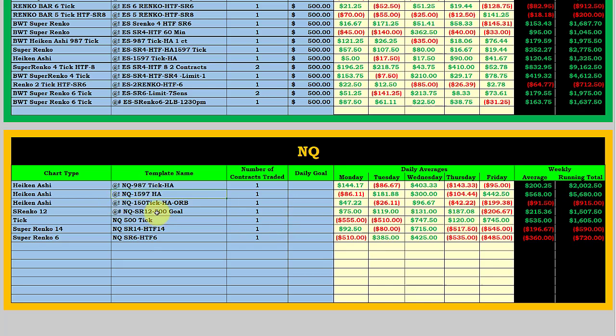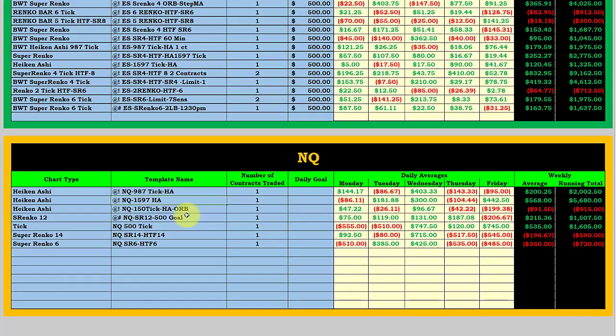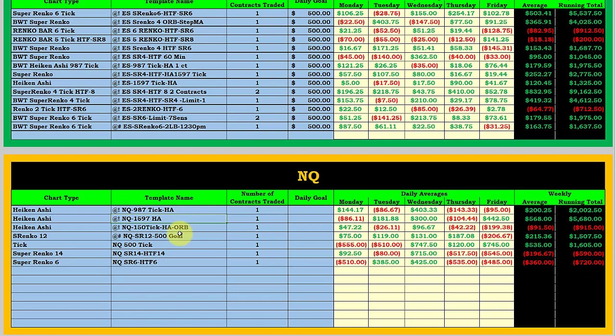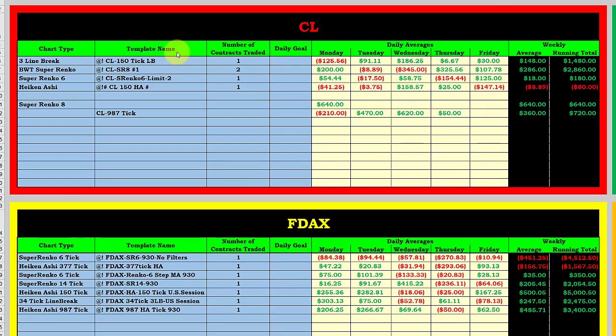And the Super 12 haven't been plotting for the whole 2 months. This is only maybe a month or so, and that is doing well as the 150, which is also another time frame that's somewhat universal in its approach. So looking at the crude, the Super 8 trading 2 contracts is the best performer here. Kind of lackluster performance in the crude overall, but note 3-line break, not too bad.